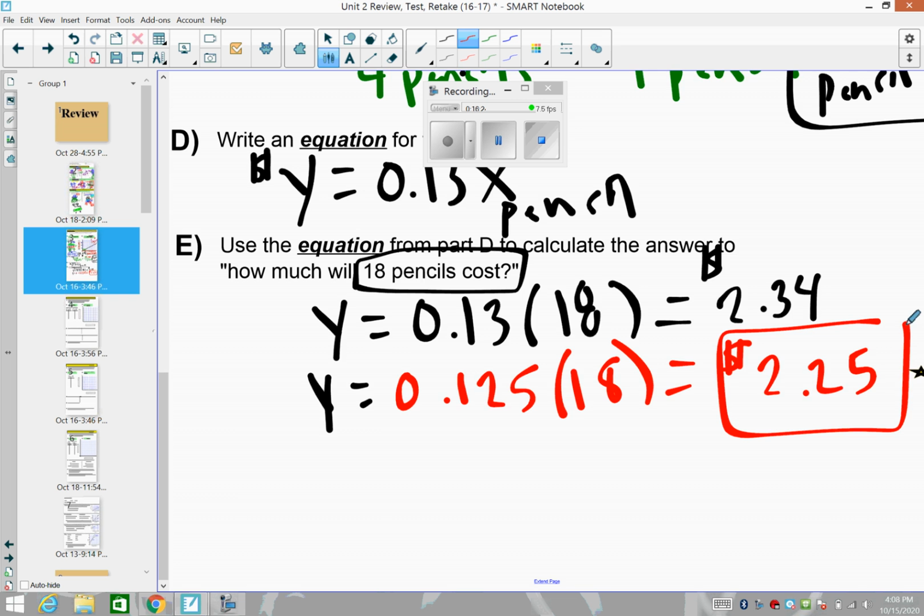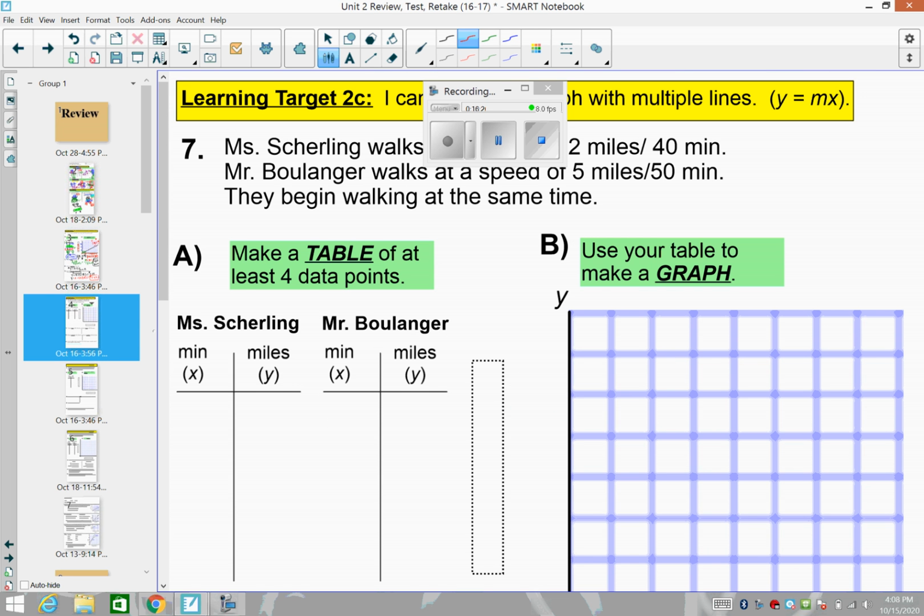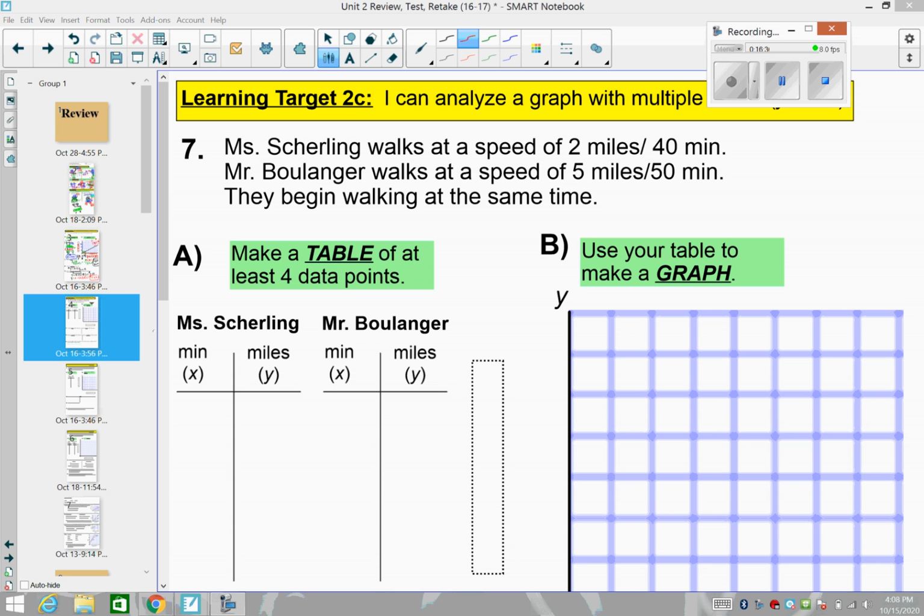All right, moving on. Next problem. Miss Shirlene walks at the speed of 2 miles in 40 minutes. So Miss Shirlene is 2 miles. Careful on that. 2 miles in 40 minutes. Ooh, that's tricky.